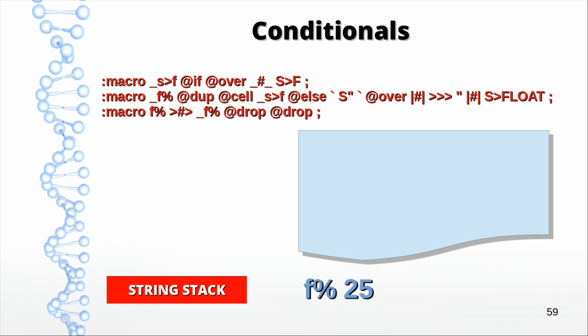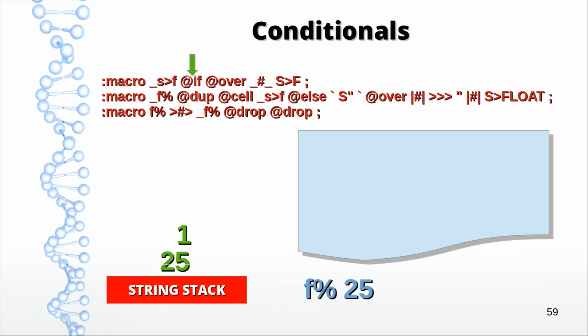We parse the next token and put it on the string stack. Then we call _f%. First we have to duplicate the top of the stack. Add cell will leave a true flag on the string stack if the top of the string stack is an integer. Then we call _s to f.